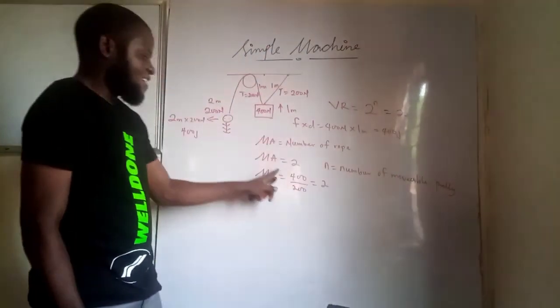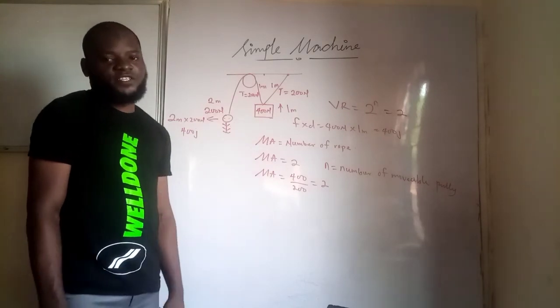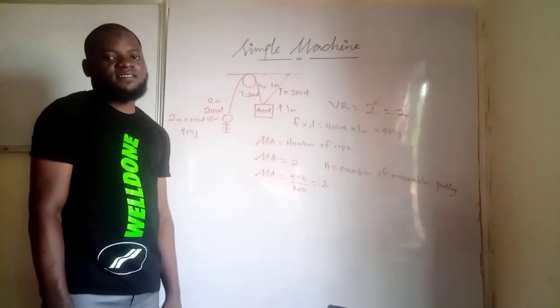And you can see that it's also equal to the mechanical advantage. Why? Because there is no friction. Do we understand this now?